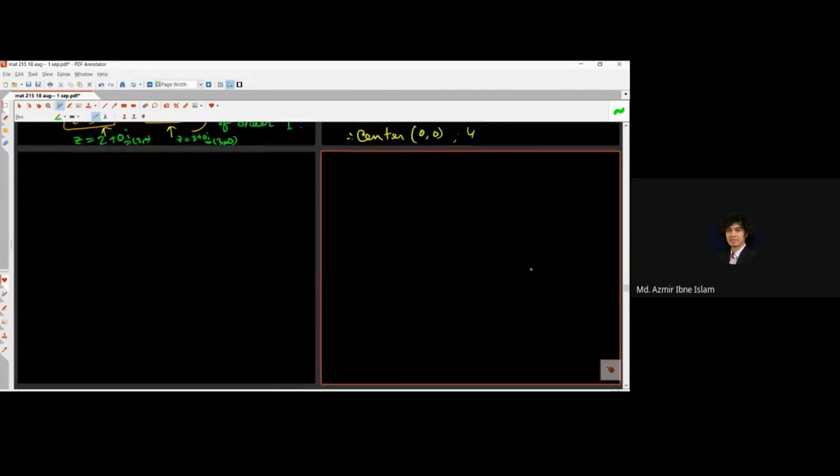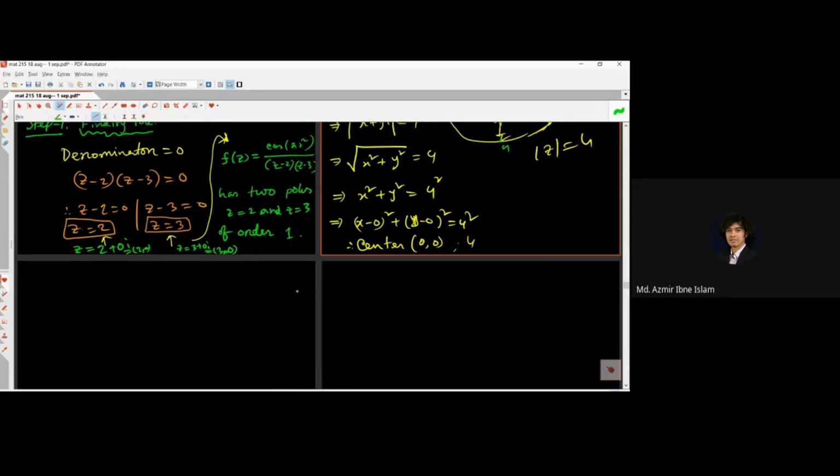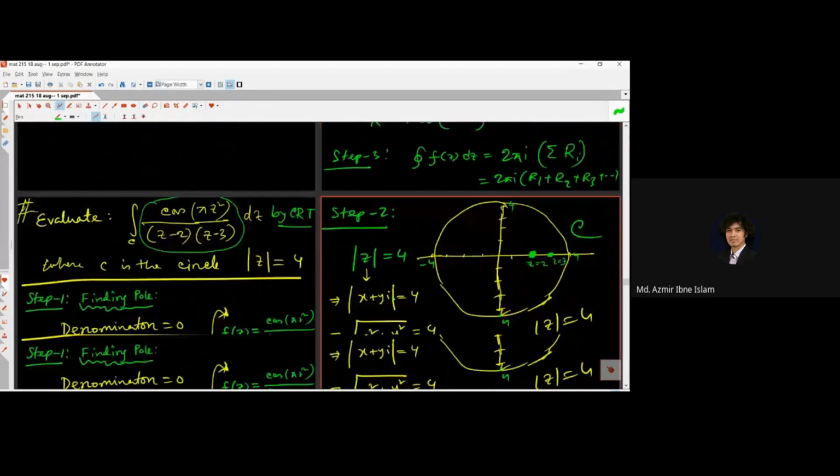So here we can extend the comment that f of z equal to cosine pi z squared by (z negative 2)(z negative 3) has two poles of order 1 which are lying inside the circle. Let me write correctly here. So f of z has two poles at z equal to 2 and z equal to 3 of order 1 which are lying inside the circle. Clear? That means in step 2 we have to find the residues for these two poles.